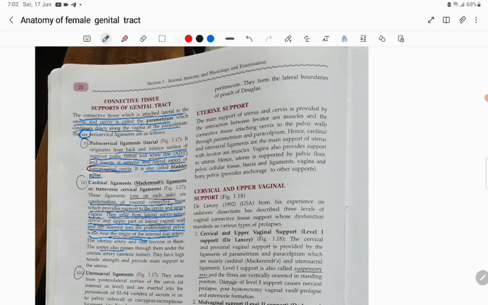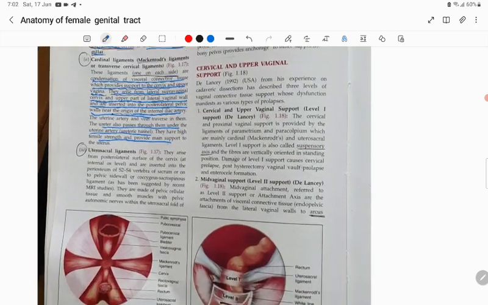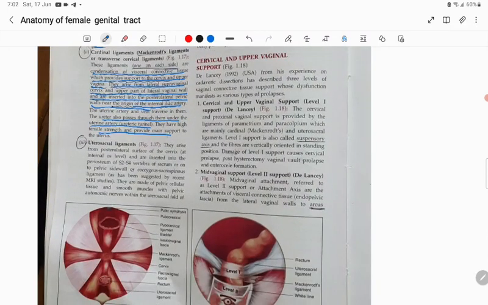The ureter also passes through them under the uterine artery, in the uterine tunnel. They have a high tensile strength and provide main support to the uterus. Then the uterosacral ligament arises from the posterior lateral surface of the cervix at the level of the internal os and is inserted into the periosteum of the S2 to S4 vertebrae of the sacrum, or onto the pelvic side wall or sacrospinous ligament, as suggested by a recent MRI study.